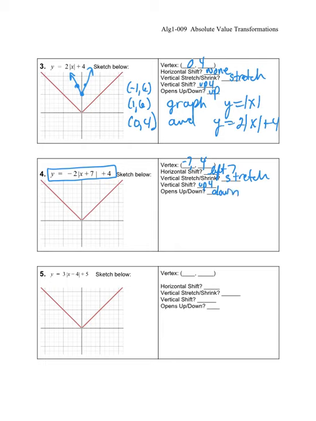All right, so let's see, the vertex is -7, 4. 1, 2, 3, 4, 5, 6, 7. 1, 2, 3, 4. And this one kind of comes a little off the graph, right?